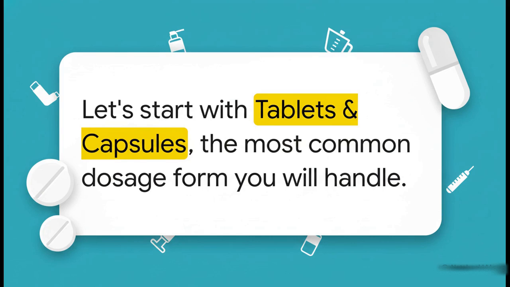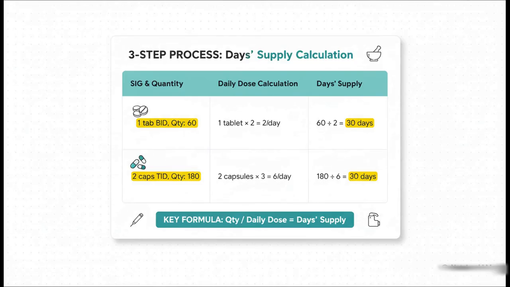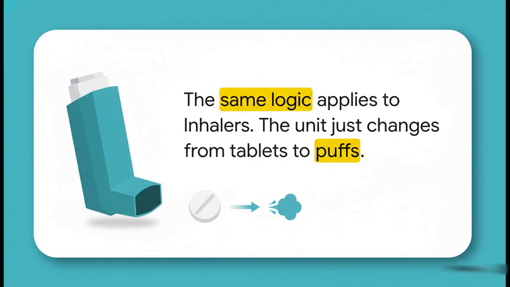All right, first up, the ones you'll see the most, tablets and capsules. Let's use our 3 steps. In this first example, the total quantity is 60 tablets. The SIG says twice daily, so the daily dose is 1 tablet times 2, which is 2 tablets per day. Step 3, divide the total quantity, 60, by the daily dose, 2, and you get a 30-day supply. See? The second example is exactly the same, just with different numbers. 2 capsules times 3 times a day is 6 a day. 180 divided by 6 is 30. Easy.